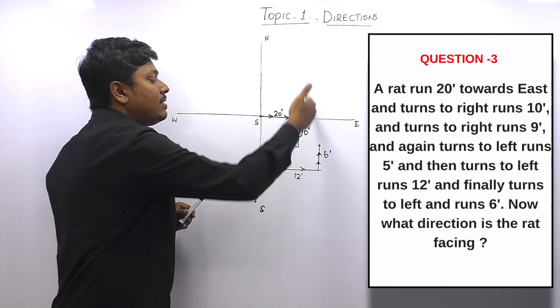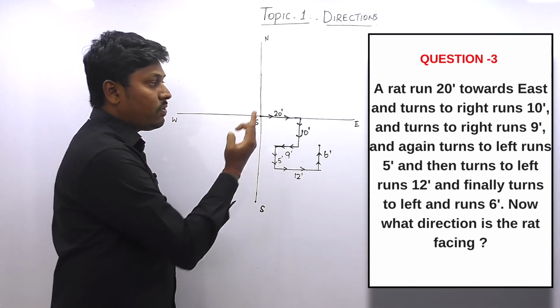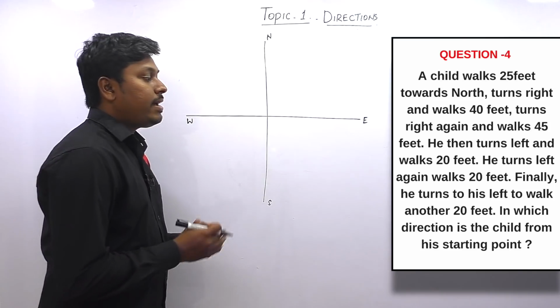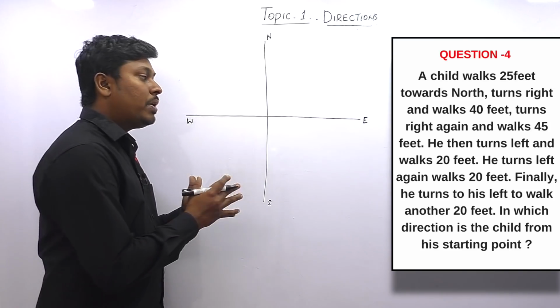The rat is facing in the north direction. So the answer for question number 3 is north. Question number 4. A child walks 25 feet towards north.